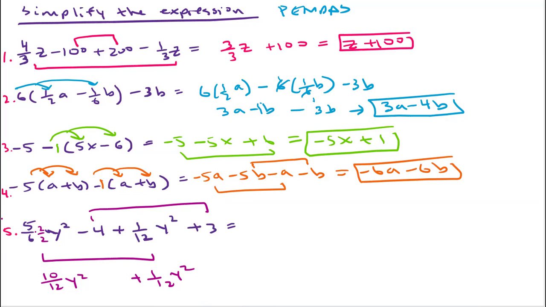So now I can add them because they have the same common denominator. So 10 plus 1 will give me 11. Okay, so that gives me 11 over 12 y squared plus I have these guys, right? So negative 4 plus 3 is going to give a negative 1. And there's our answer.